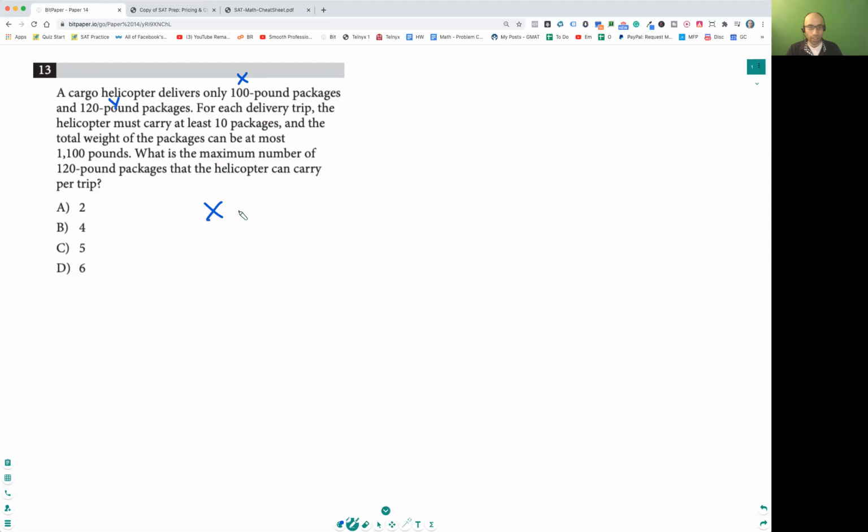So that means the total of X and Y should be at least 10, greater than or equal to 10, right? And then the total weight of the packages can be at most 1100, right? So the X has got 100 pounds each. So you're going to have 100X, okay, and 120Y. And then you add them, and that's your total weight, right? And it should be at most 1100, right? So you can do something like this.